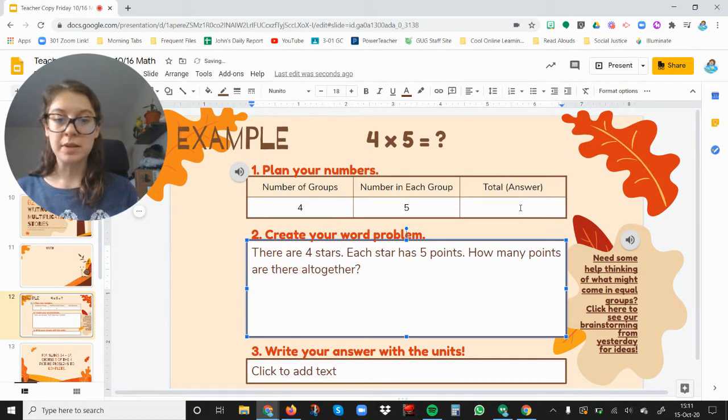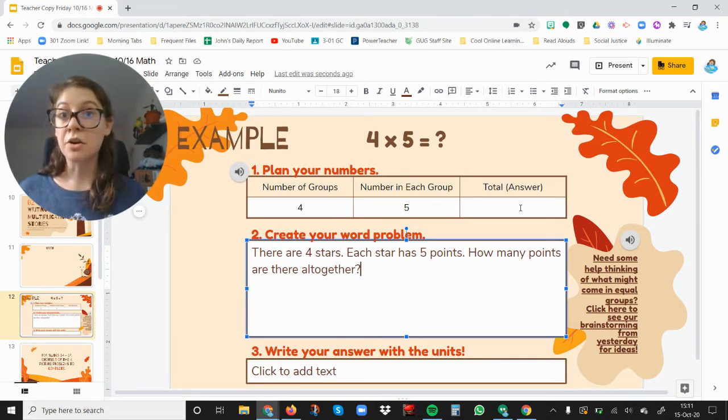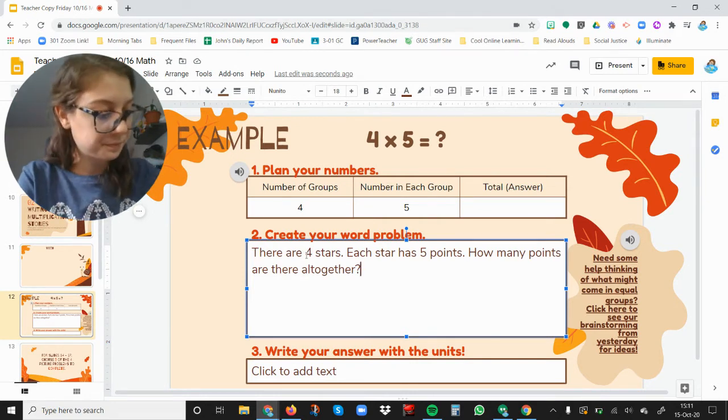So your question might be, how many are there all together? How many are there in all? In total, how many are there? Those are the types of questions we would ask when we're trying to find multiplication answers or repeated addition questions. Okay, so now I've written my word problem. Now I'm going to draw it on my whiteboard to solve it.